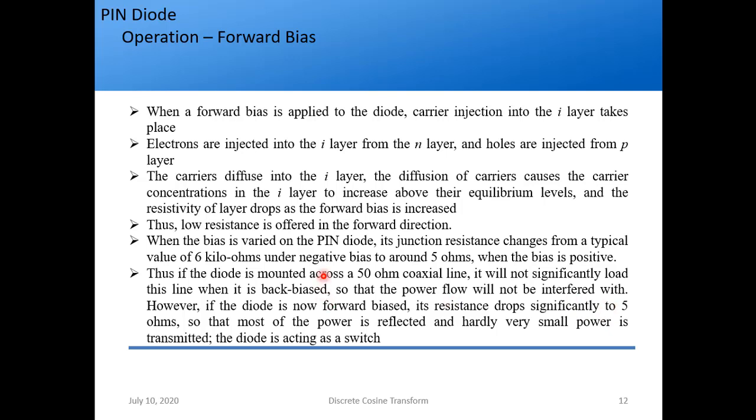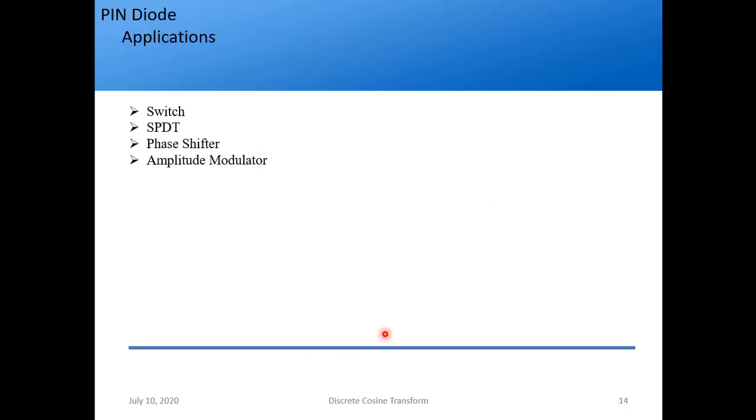So the cable is not now of 50 ohms. We have studied transmission lines, and a coaxial line is nothing but a transmission line. So its characteristic impedance is changing drastically from 50 ohms to around 5 ohms. So obviously it will not work correctly. It will get cut off and the diode is acting as a switch. So this is the equivalent circuit.